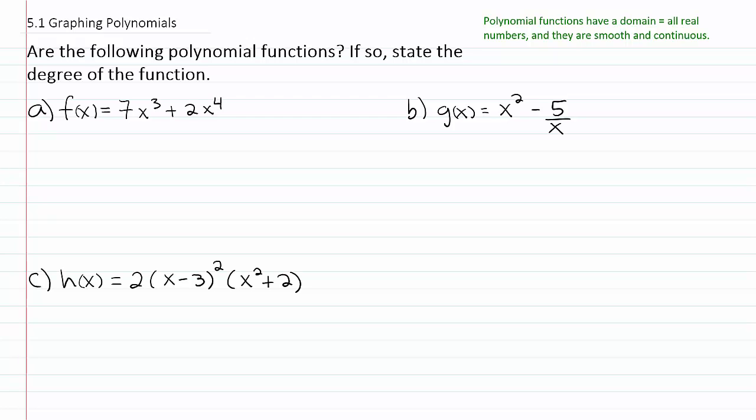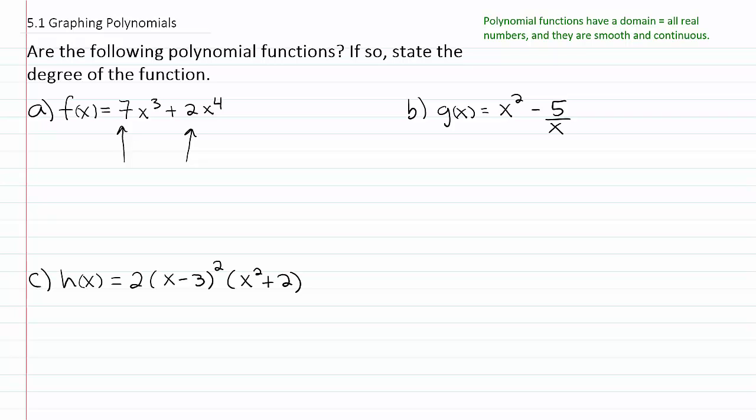Are the following polynomial functions? If so, state the degree of the function. All right, let's take a look at example A and talk about what you need to look for when you're looking at polynomial functions. First thing you want to look for is to make sure that the coefficients are in fact real numbers. 7 and 2 are certainly real numbers, right?